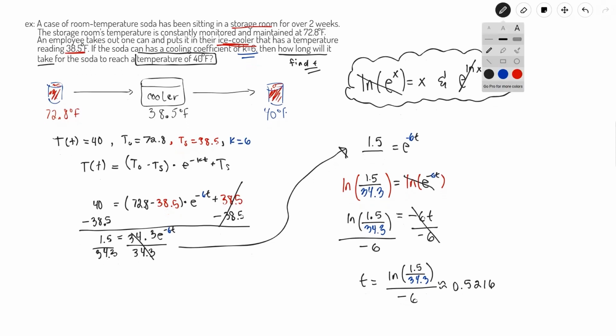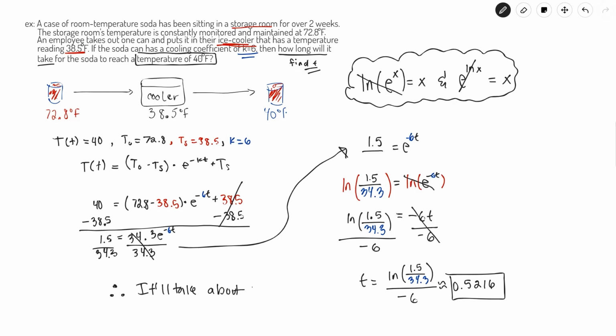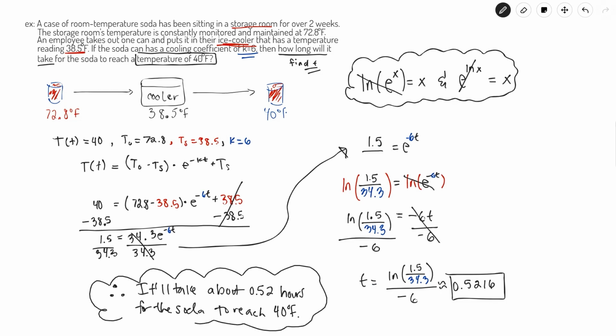This is a word problem, so it is nice for us to come and tie it all together with a sentence, just making sure that we know exactly what this answer over here actually means. And so I'm going to say, making sure to answer the question, how long will it take for the soda to reach a temperature of 40 degrees? I'll say it'll take about 0.52 hours for the soda to reach 40 degrees Fahrenheit. And there we have it.